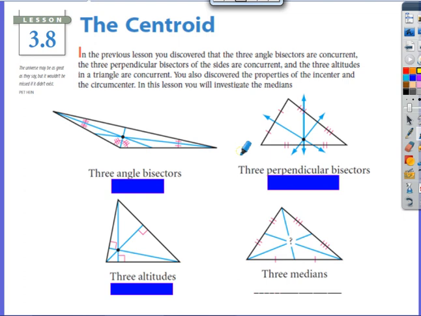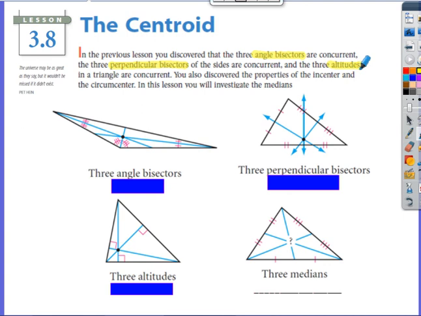We've gone over the other 3 points of concurrency. If you make 3 angle bisectors from a triangle, they intersect at 1 point. That's a point of concurrency. The same for 3 perpendicular bisectors or 3 altitudes. They all intersect at 1 point. And we've covered those. I'm going to highlight it. We've covered angle bisectors, we've covered perpendicular bisectors, and we've covered altitudes.